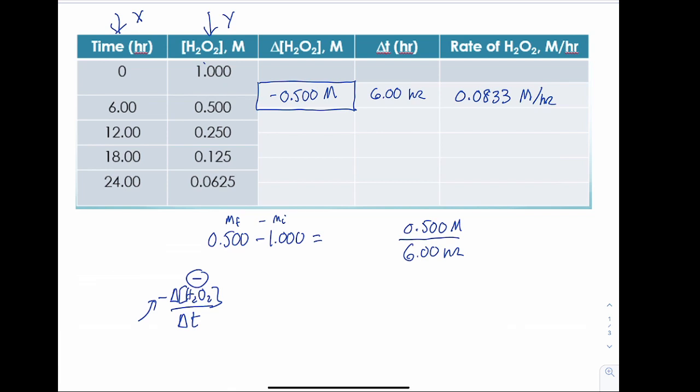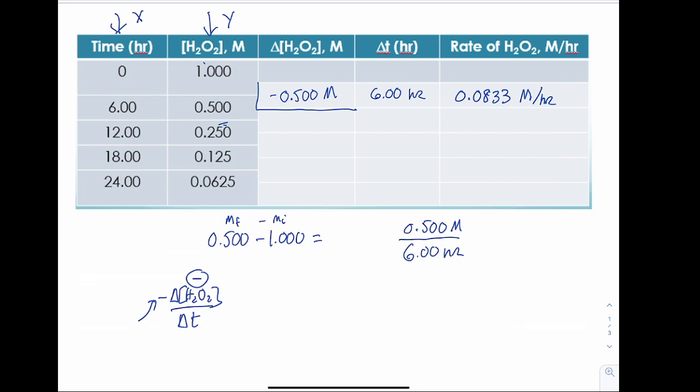Our rates cannot come out to be a negative value. They have to come out to be a positive value. So that negative multiplied by that negative gives me a positive rate. So essentially you can just ignore that negative in that first column, this one right here, because at the end, I'm going to either essentially ignore it or remember that I have a negative in front of it.